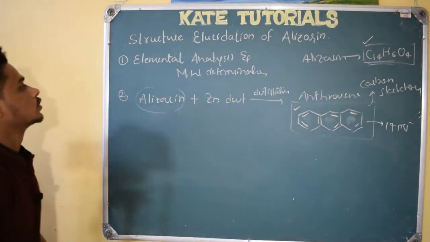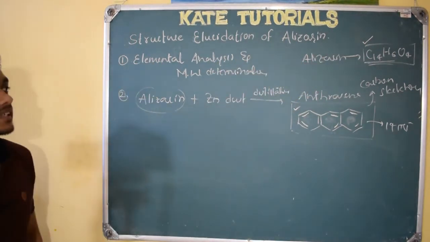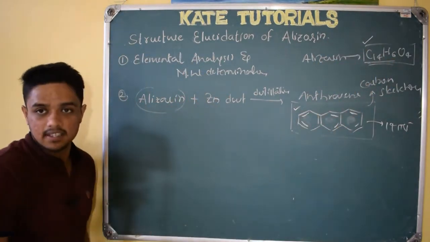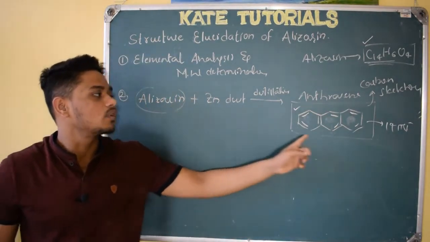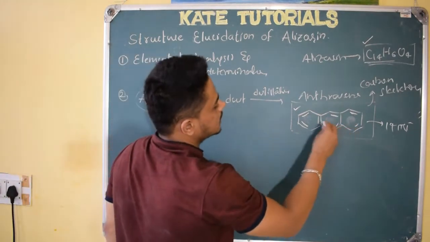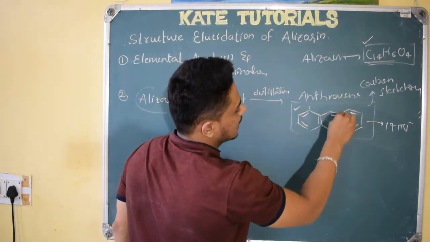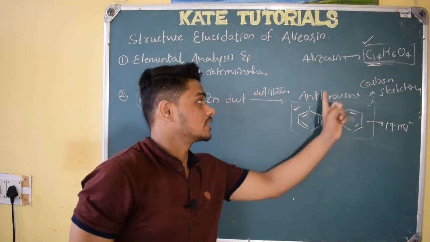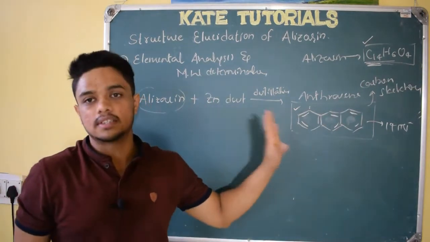Let us come to this. From elemental analysis and molecular formula determination, we got the formula of alizarin, C14H6O4. Then we added zinc dust to alizarin, did distillation, and got anthracene. So the scientists concluded that alizarin has the anthracene carbon skeleton. If you count the number of carbons, 1, 2, 3, 4, 5, 6, 7, 8, 9, 10, 11, 12, 13, 14, that is C14. But O4 is also required, and here no oxygens are there.